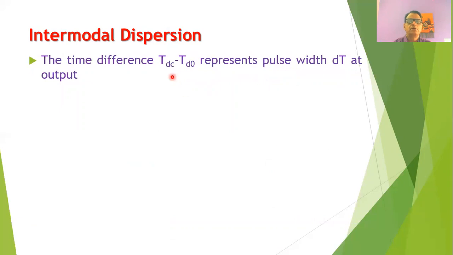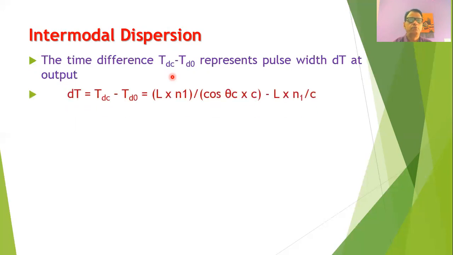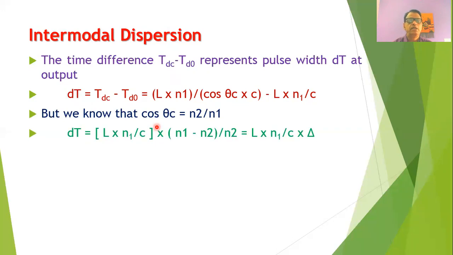Now the time difference between these two can be calculated as TDC minus TD0, and it represents the pulse width dt at the output. Therefore dt is equal to TDC minus TD0, which is equal to L into N1 divided by cos of theta C into C, minus L into N1 divided by C. But we know that cos of theta C is nothing but N2 divided by N1, and therefore we can write this equation as dt is equal to L into N1 divided by C, into N1 minus N2 divided by N2, which is nothing but L N1 divided by C into delta.